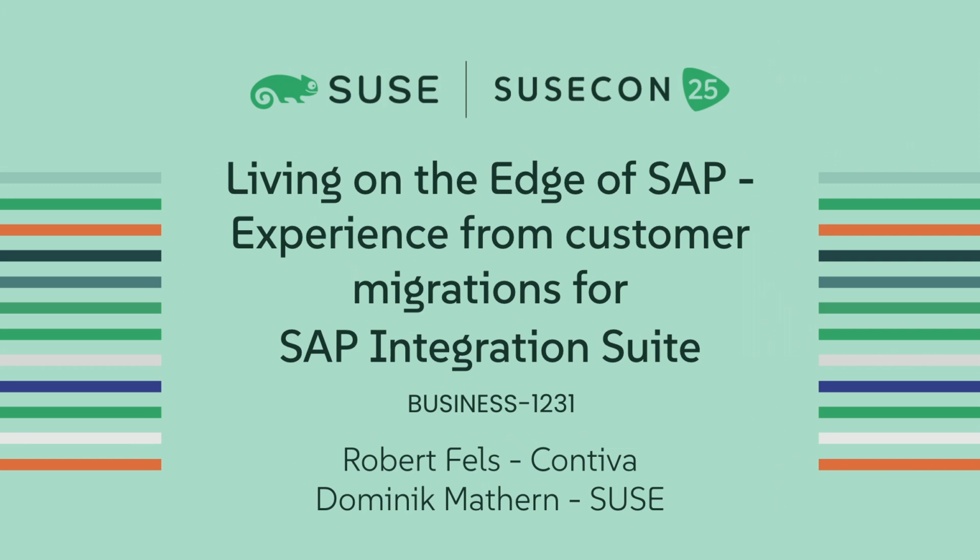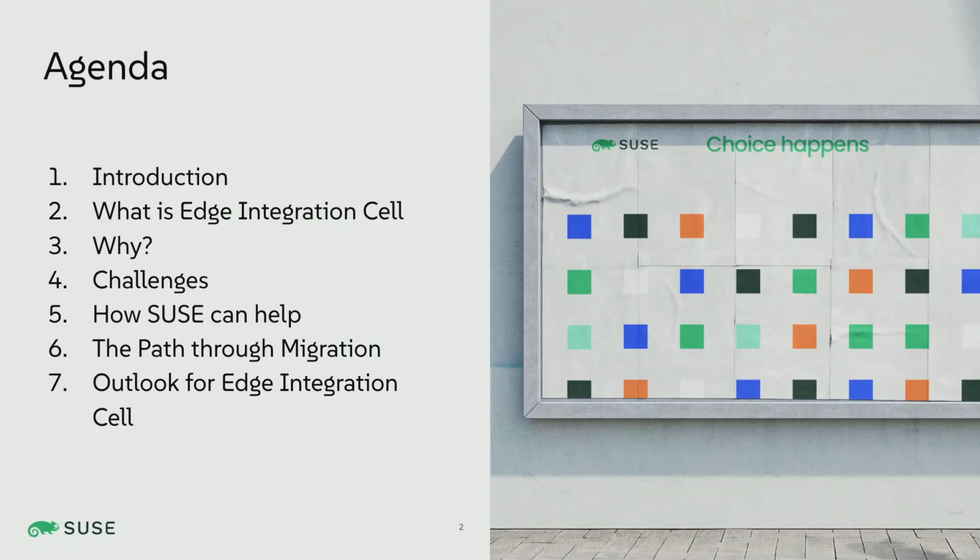So we want to talk a little bit about how customers are facing problems for migration from PIPO to Integration Suite and building an Edge integration cell locally in the data center. We have some introduction. Then Robert is talking about what is Edge integration cell, why they need them, what challenges the customer is facing in that use case, how SUSE can help, and then Robert will talk a little bit about the path of migration. And then we also have an outlook from the SAP side and from the SUSE side, what's going further.